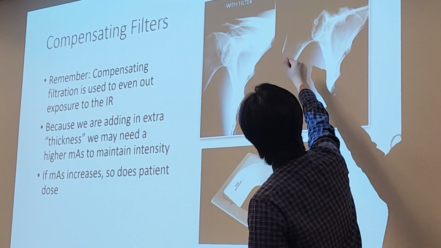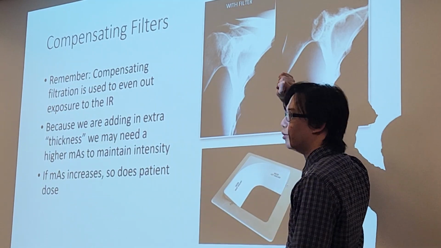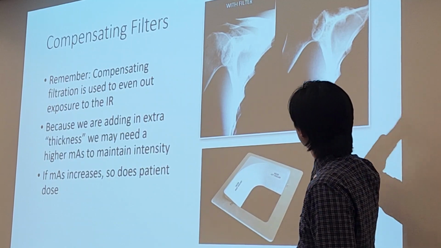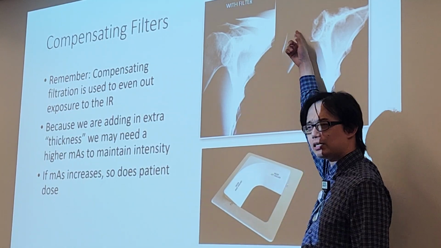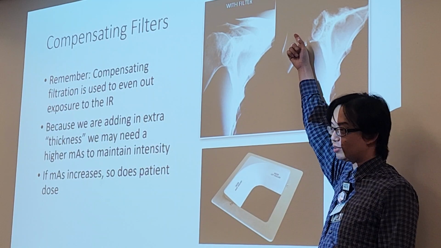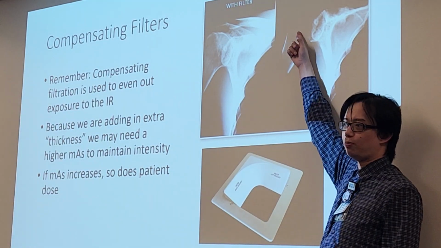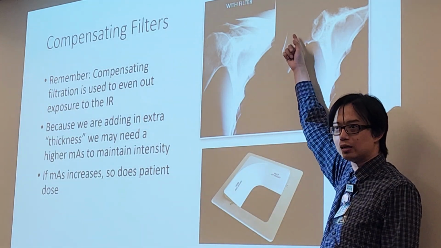Wait, where's the greater trochanter? Or sorry, tubercle. Thank you, tubercle. I got myself mixed up. But yes, where's the tubercle? You don't see it. It's burnt out, right? Too many X-rays blasted the humeral head. You can't see it anymore.